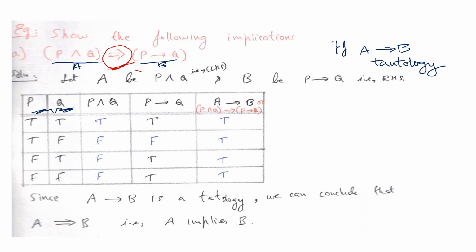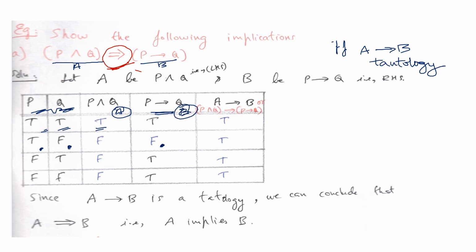Okay, so here you see P and Q. So P and Q means when both are true, you get this as true. Understood? If any one is false, you will get it as false. That is on the left hand side. Here in the right hand side, we have this P conditional Q. So what is the condition? First one is true, second one is false, then you get it as false. All others are true. Okay, now what you have to do? This is A and this is B.